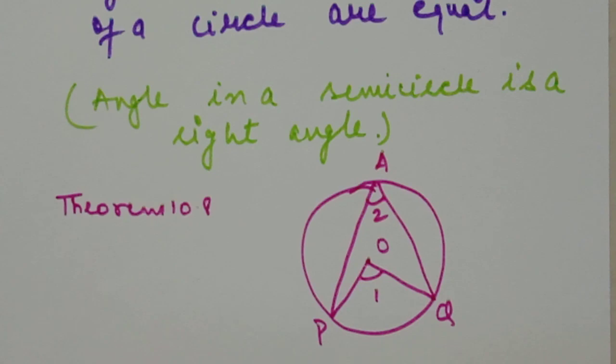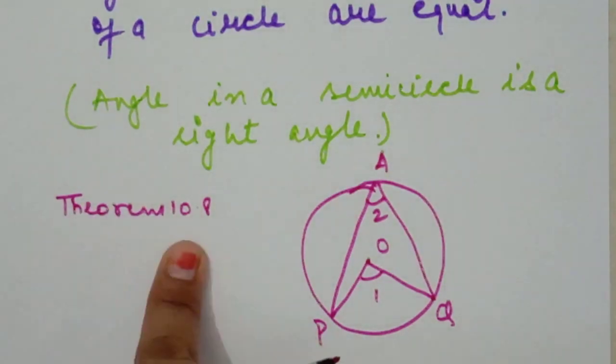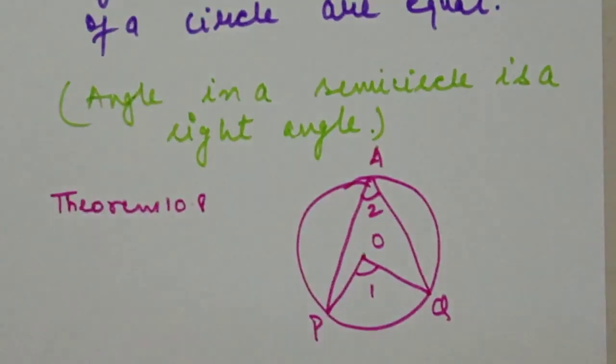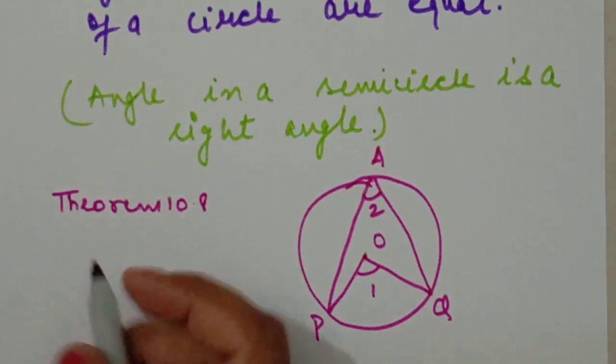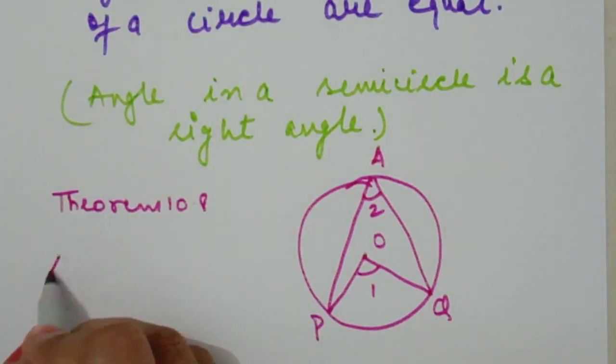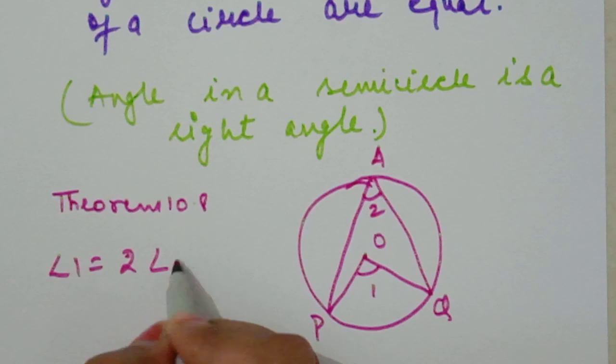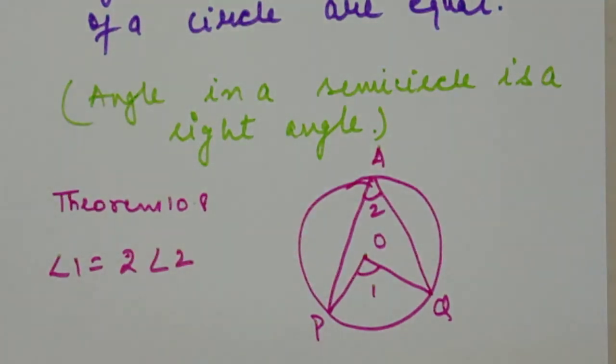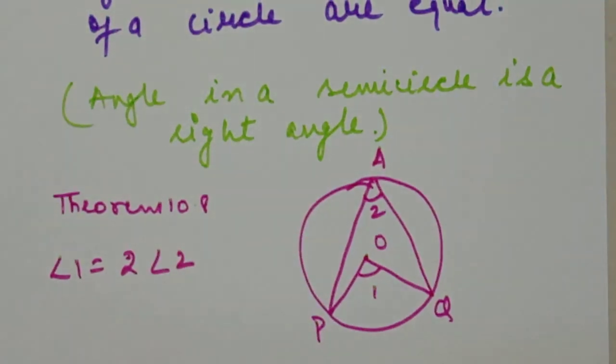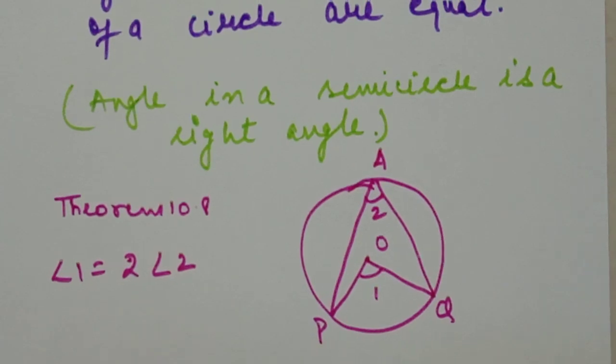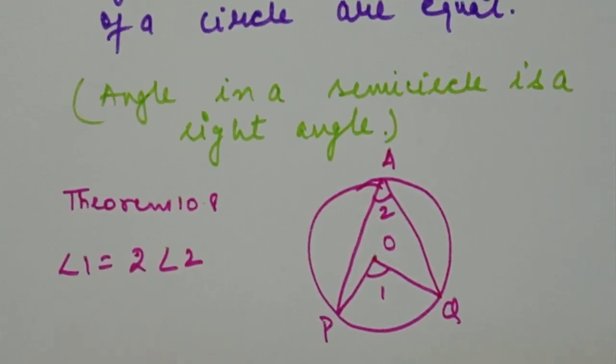So students, according to theorem 10.8, you have to write a statement in the proof of theorem 10.9. We have proved that angle 1 is equal to double of angle 2. We already proved this in theorem 10.8. So you can write what is given in theorem 10.9. Theorem 10.9 states that two angles are present in the same segment.